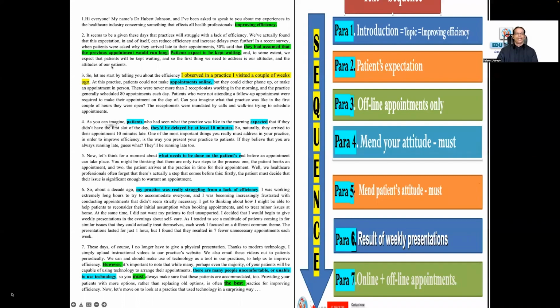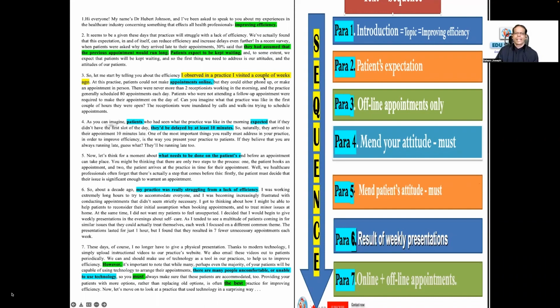They had assumed that the previous appointment would run long. Patients expect to be kept waiting. That assumed means they're expected. They think the previous appointment will go long, so why should we go and wait there? So we'll go a little later. That's a common thing, no? So para 3 speaks about offline appointments only.